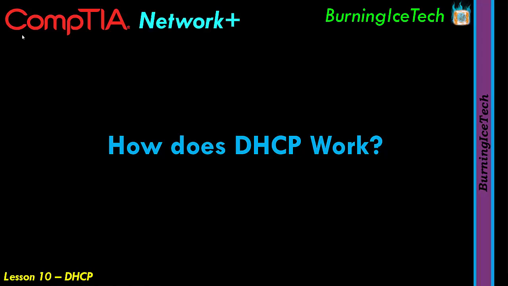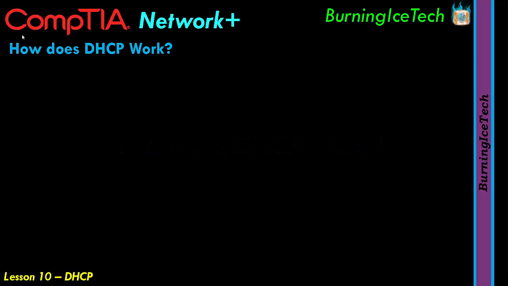How does DHCP work? Well, it obviously assigns IP addresses to hosts or devices, pretty much the same thing. The devices can be almost anything these days. It's not just limited to desktop PCs and laptops. It could be devices like phones and tablets. It can be printers and scanners. It can even be access points and many more.